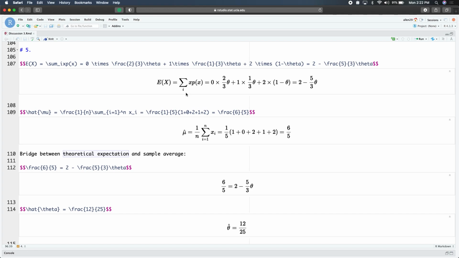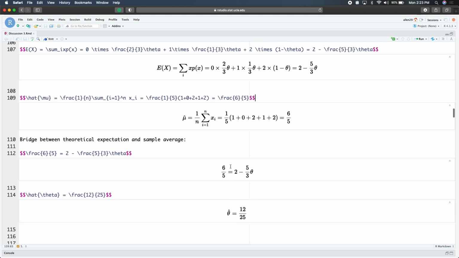Basically just sum over all elements in the sample space multiplied by its corresponding probability. We have this in closed form, so this expectation can be expressed by the parameter of the PMF. So this is the theoretical expectation. And we are also given the data points, 5 data points in this case. We take the sample average, and we have 6 over 5.